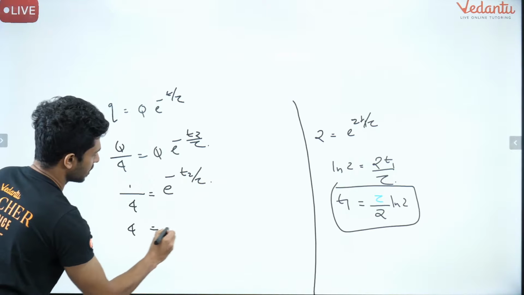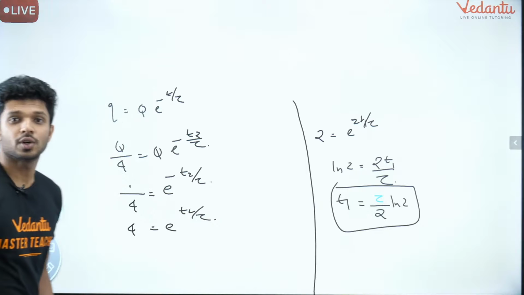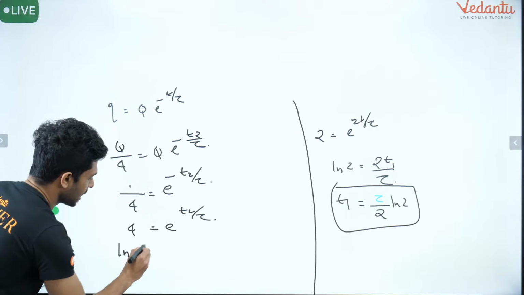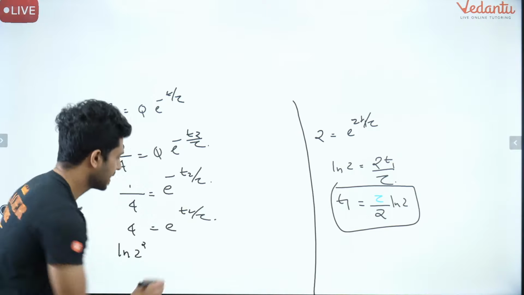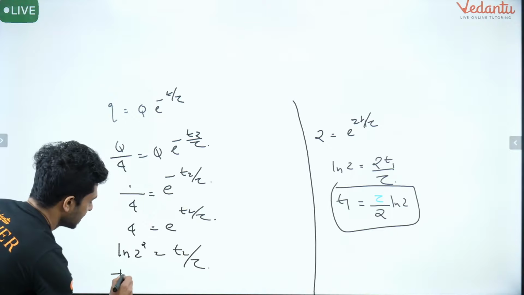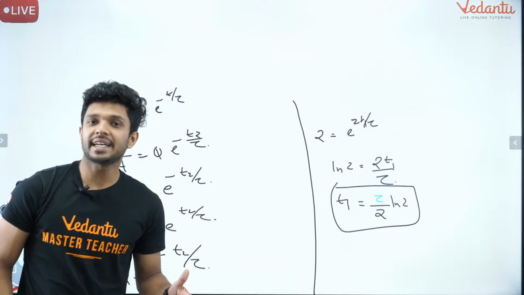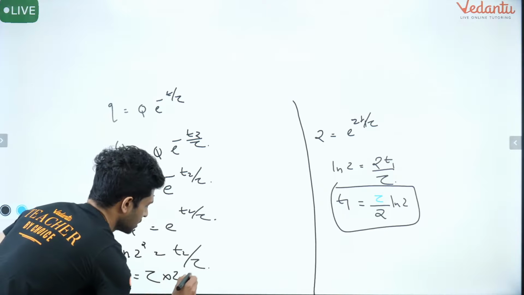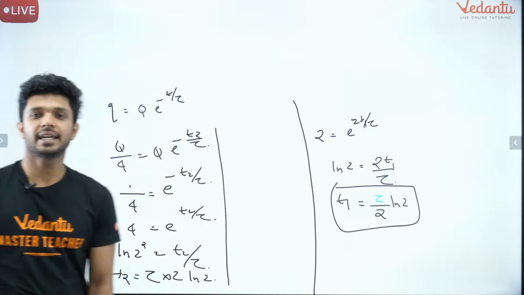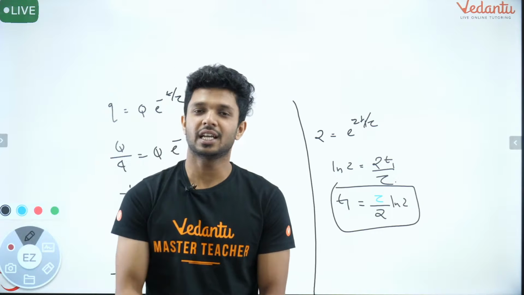So 4 is equal to e raised to t2 by 2. Yes or no? Yes. So taking ln from both the sides, ln 4 I am going to write as ln2 square is equal to t2 by 2, and t2 is equal to 2 into ln2 square, which can be written as 2 times ln2. So you got t1 value also, t2 value also. Understood till here? Now what is remaining?